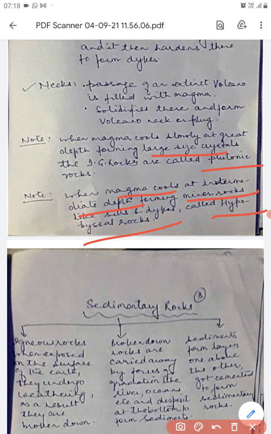So on the basis of the magma deposition at the distances, or you can say the depth, whether it is at a greater depth or intermediate depth: when it is at a greater depth, it is called plutonic rocks, and when it is at an intermediate depth, it will be called hypabyssal rocks.